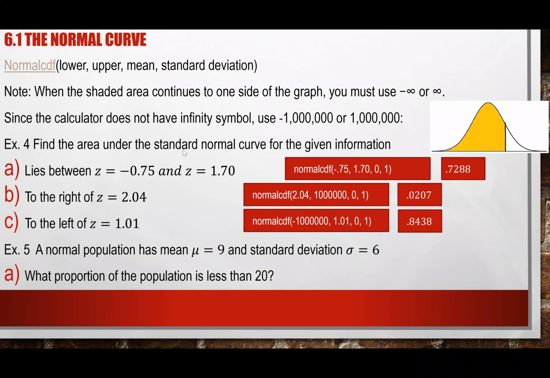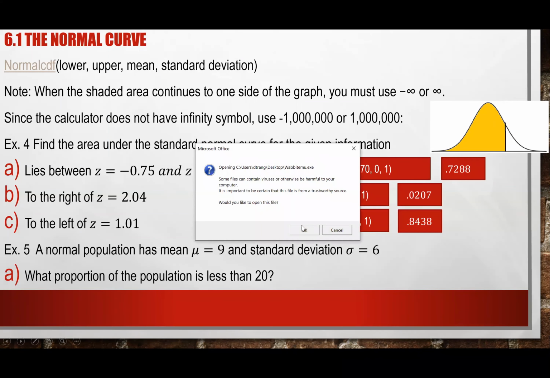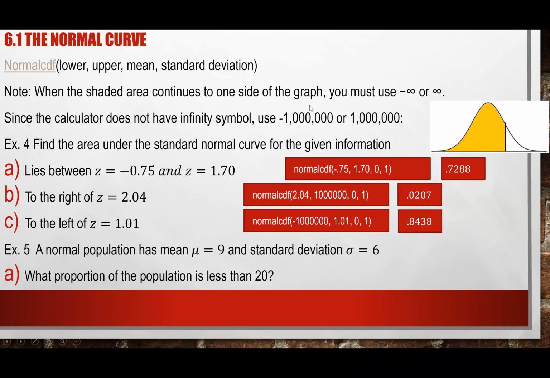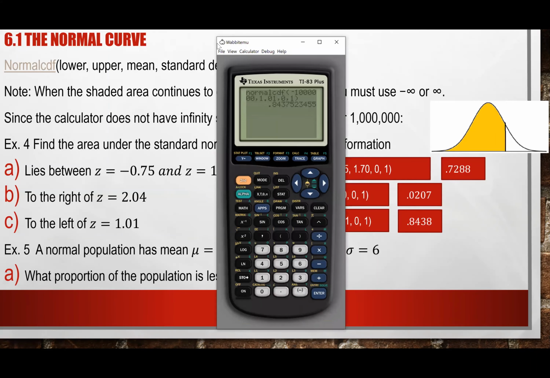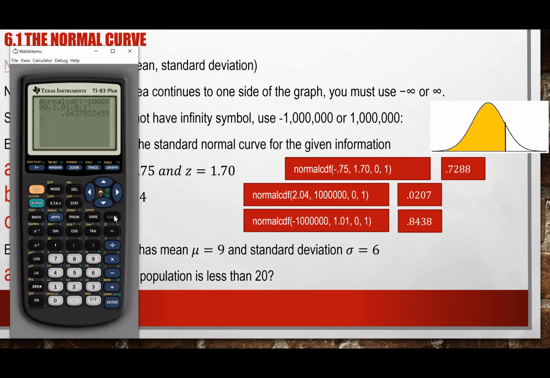Again, if they tell you standard normal curve, the mean is 0, standard deviation is 1. If they tell you anything else, then they will give you the mean and the standard deviation. Now your goal is to determine what side I am looking for: the area to the left or the area to the right? Less than 20, we're looking for the area to the left. Once you identify that, because it's the area to the left, my lower endpoint will be some small number.